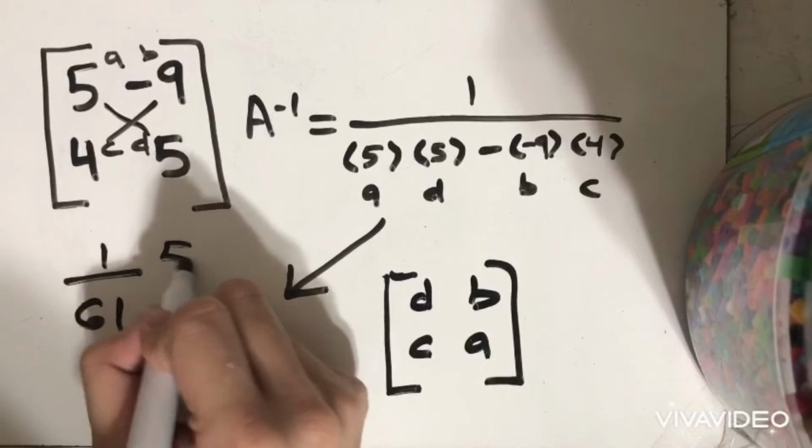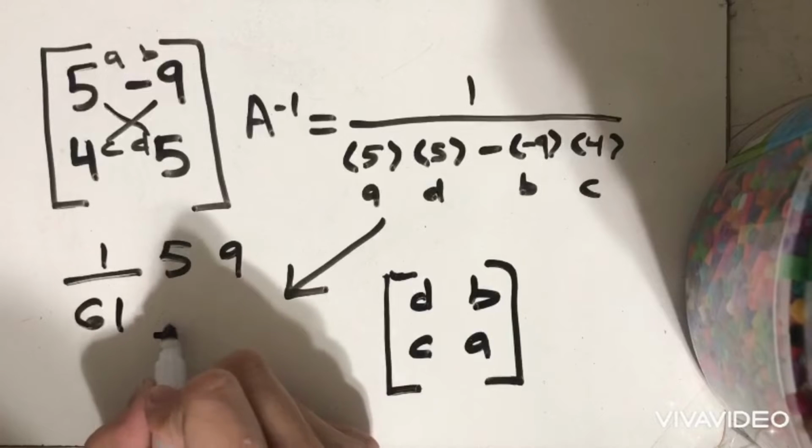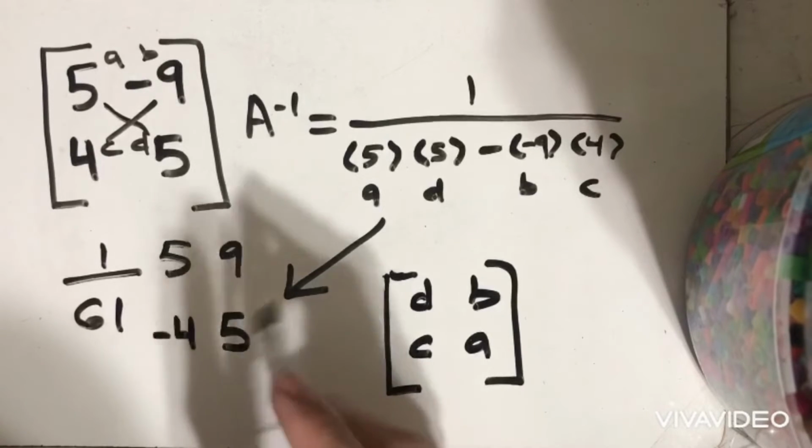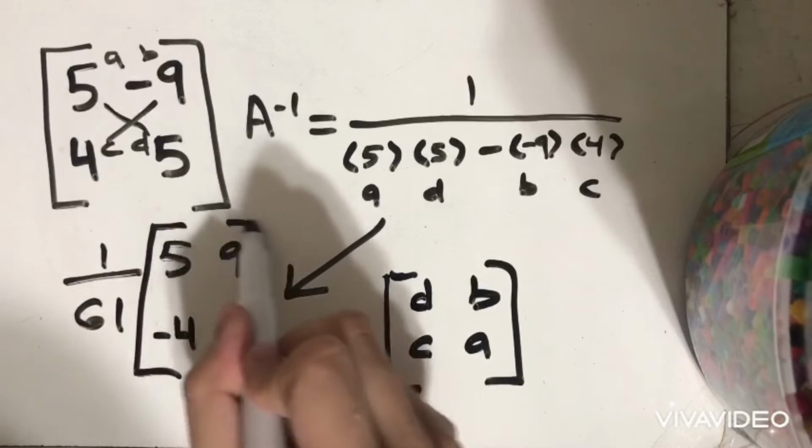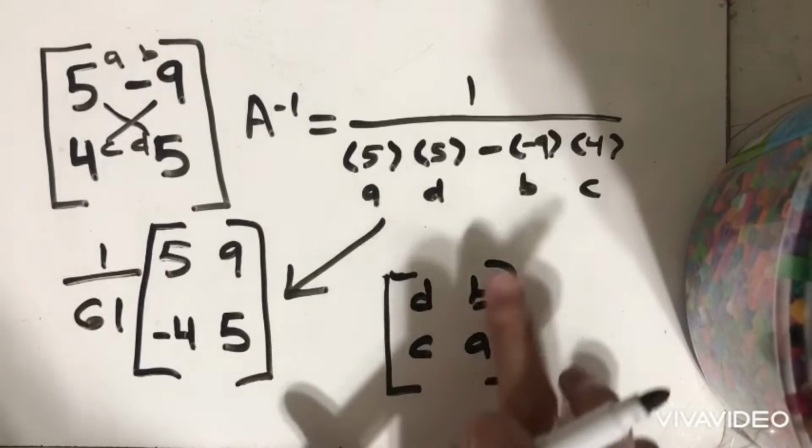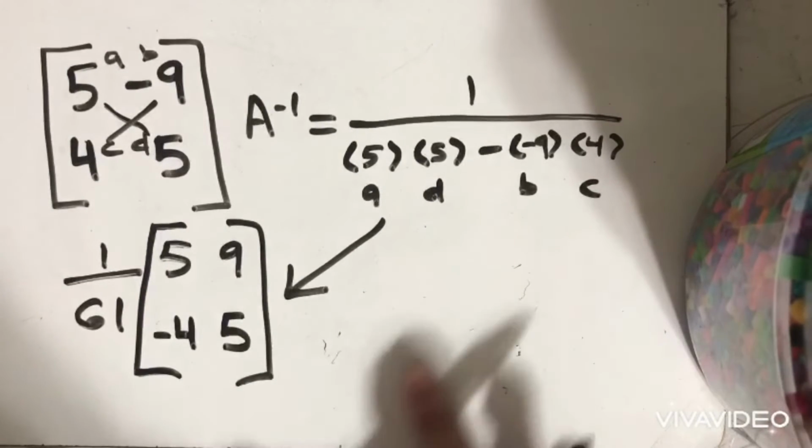So for D, I got 5. For B, I distribute the negative. And for C it is the same. A is 5. And then you can erase the formula you wrote on the side earlier.